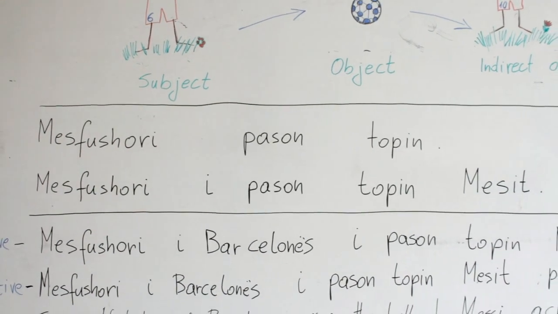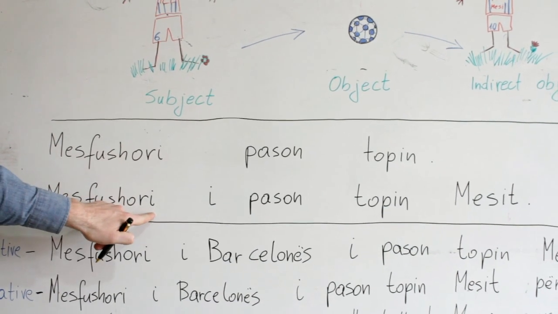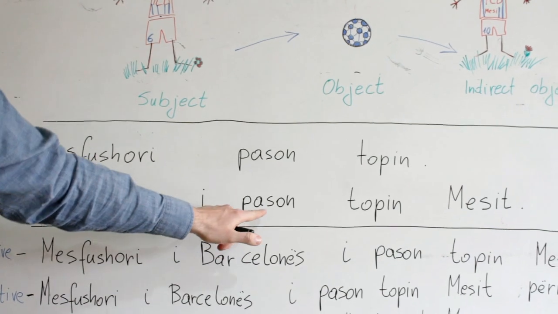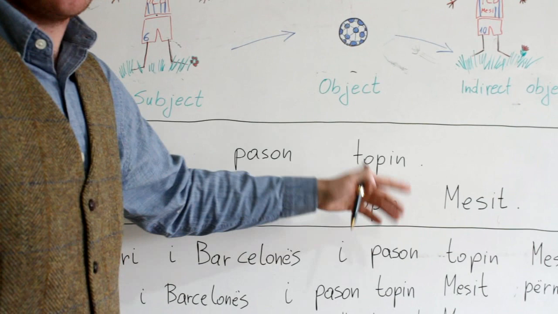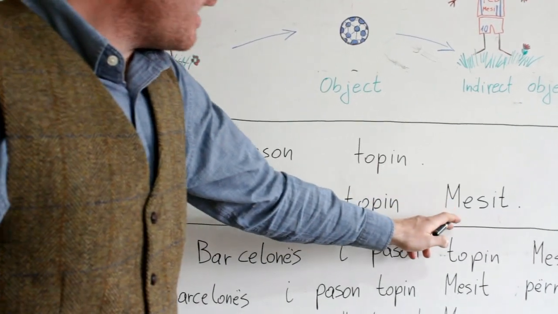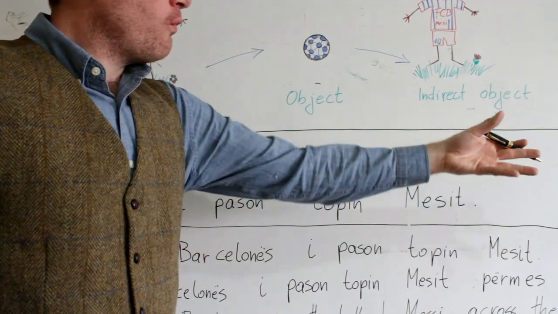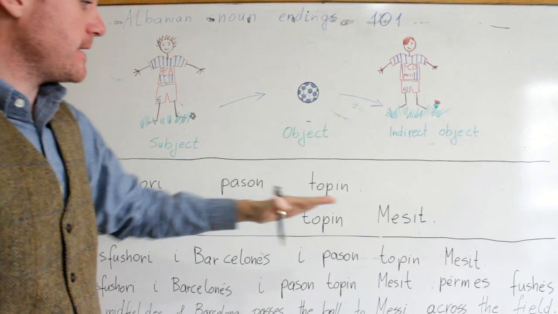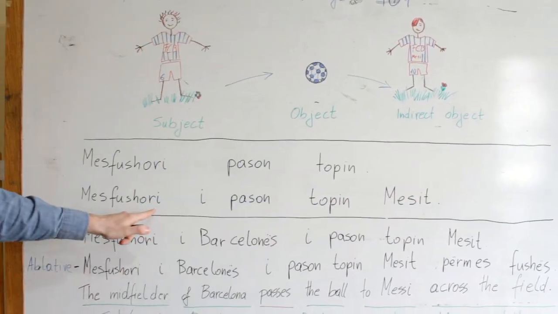Now, we are going to take it one step further. We still have our mesfushori as our subject with our -i ending. We bring in accusative, which is a later video. We have our verb still, the same form. Our topin, -in ending, direct object. And now, we get Lionel Messi with the -it ending, answering the question to or for whom, our indirect object. So we have -t, -n, and -i.